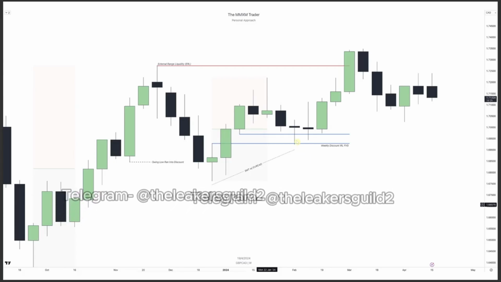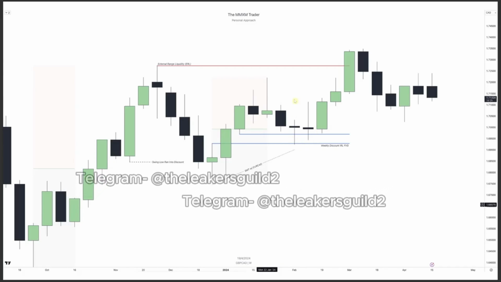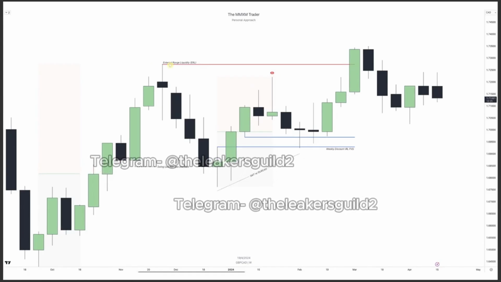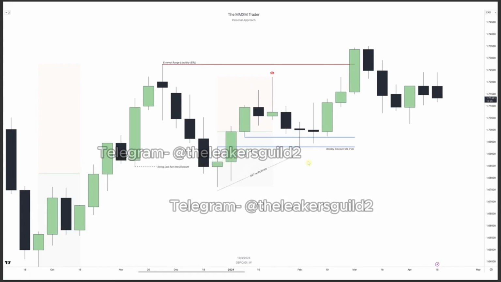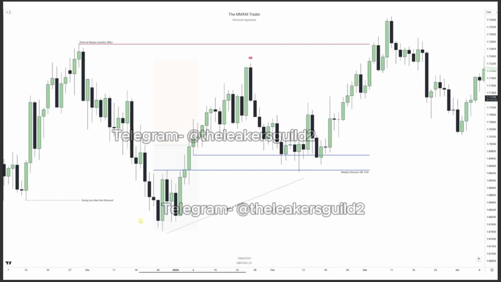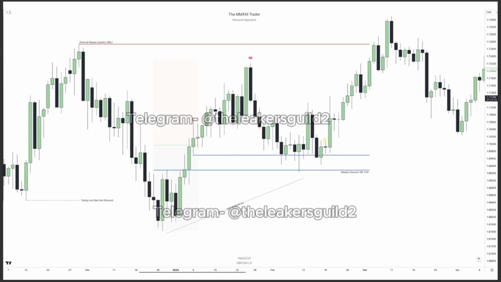So we hit that internal range liquidity. Once you hit internal, you want to focus on external afterwards, which is this old high up here and these highs up here, right? So let's dive in a little bit deeper. We've got the daily chart over here. Again, that SMT is key, right? So what can we see in this little piece of price action over here?